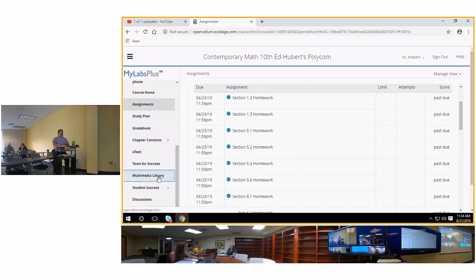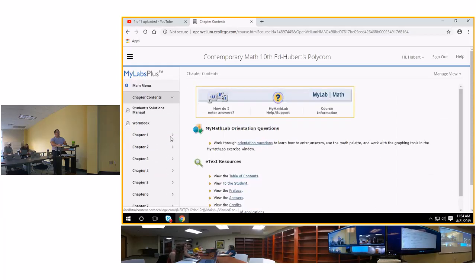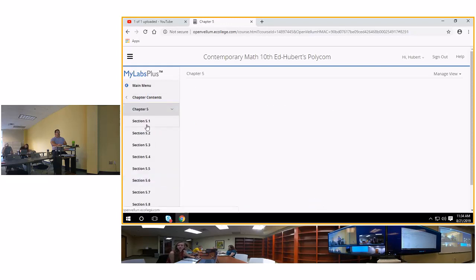Let me go down. What is study plan? Oh, let's go to chapter contents. Chapter contents is your second thing that you need to write down besides assignments. Chapter contents goes into each chapter and section. So if you want to do extra problems, print out your book, or just find the section, there you have a study plan, which is extra problems. Let's write down study plan: extra problems for practice, no credit.